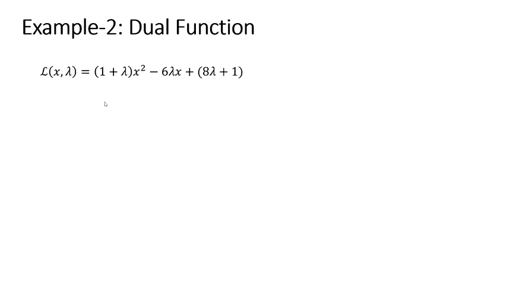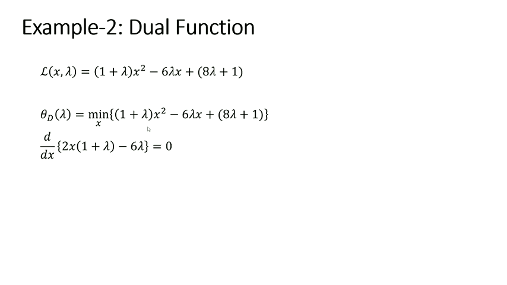And now, this is the Lagrangian again. And then theta d is to minimize this with respect to x. It's a simple quadratic. And so the derivative of this has to be equal to 0. This derivative equals this, which is equal to 0. So x equals 3 lambda over 1 plus lambda.